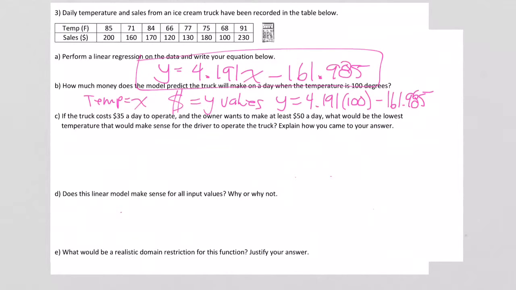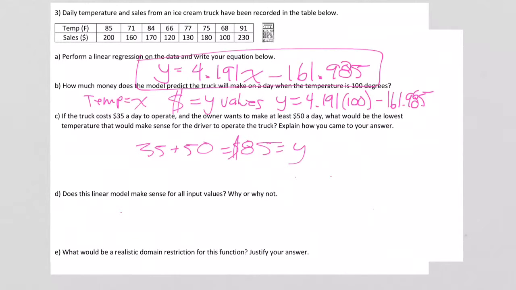Well, think about what that's saying. We know that it's going to cost $35 to operate the truck, but we want to make a profit of $50, so we need to make $50 on top of the $35 that it costs to operate the truck. So if we want to net $50, we need to make at least $85. And since we're talking about dollars, we are talking about y values.